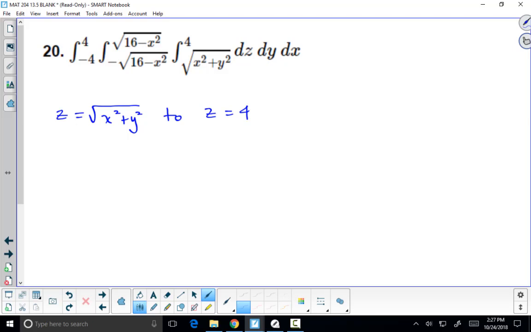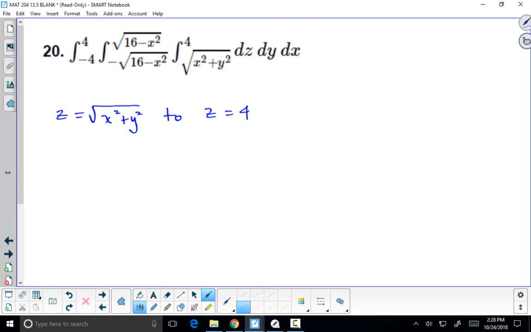Not an elliptic cone, just a regular cone? Well, we can call it an elliptic cone, but it's circular. Wait, are you saying we only get the top half of the cone because of the square root? Yeah. Yep, that's what I'm saying.